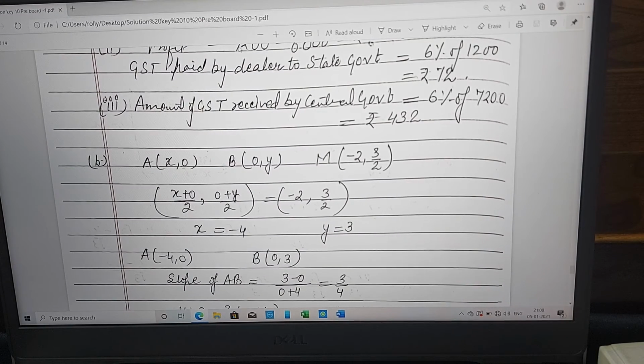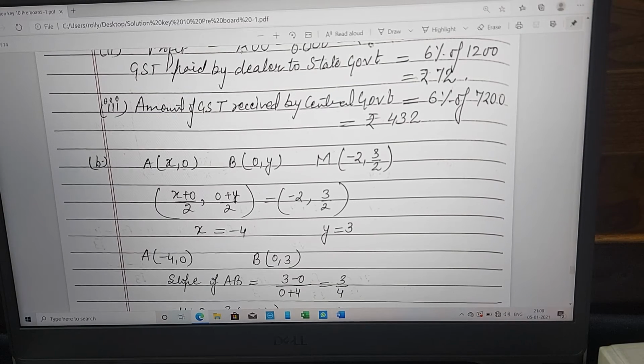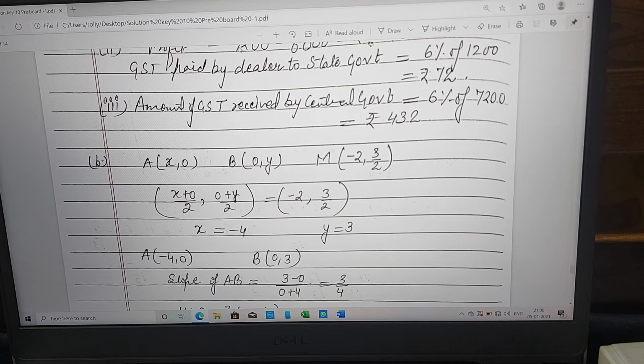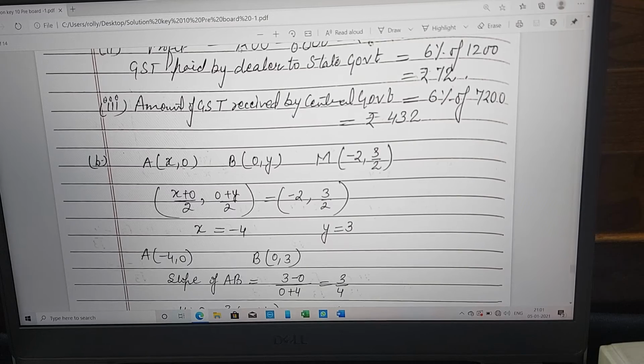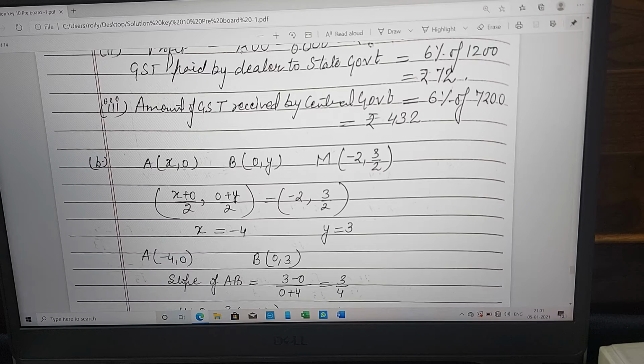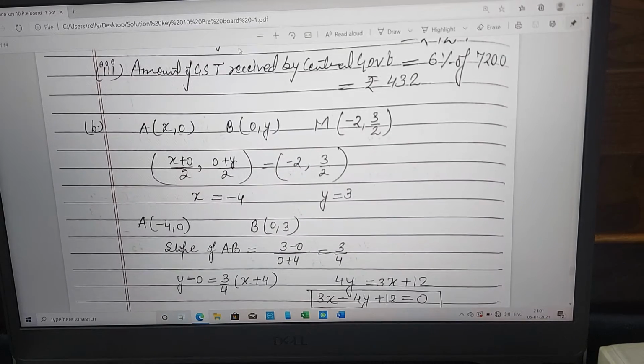It is given that M is the midpoint of AB. A lies on the x-axis, B lies on the y-axis. So if a point lies on the x-axis, coordinates will be x comma 0. And if a point lies on the y-axis, coordinates will be 0 comma y. So we have assumed, we have considered. And then M is the midpoint. So first of all, we have calculated.